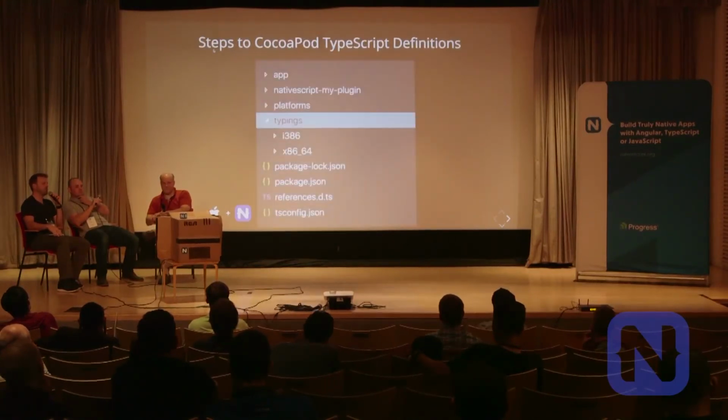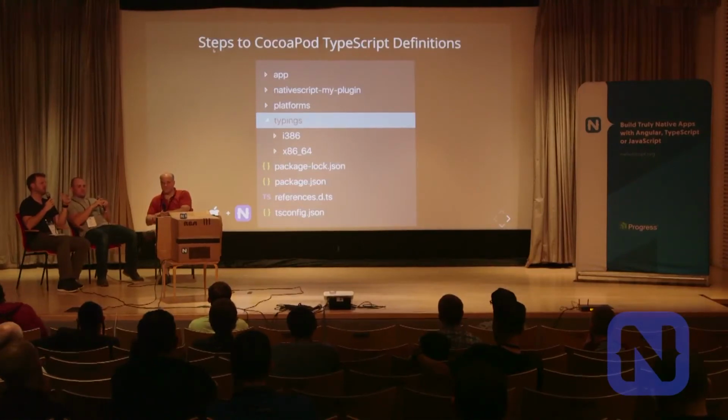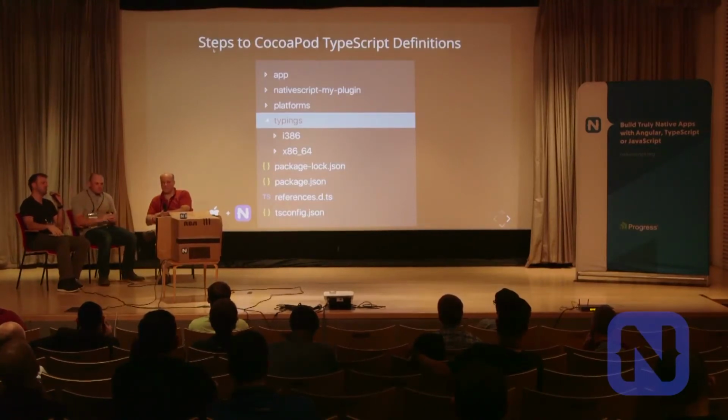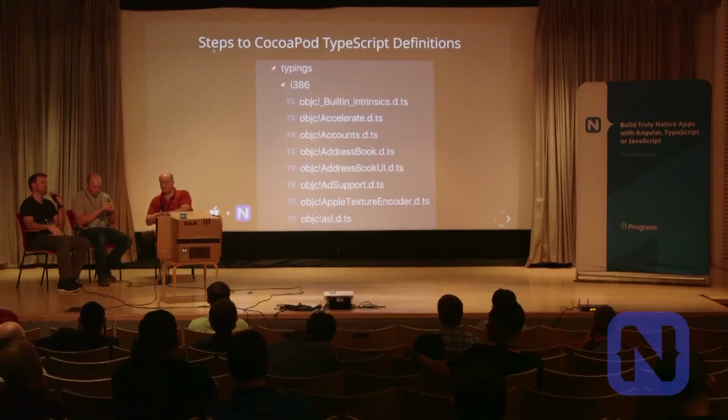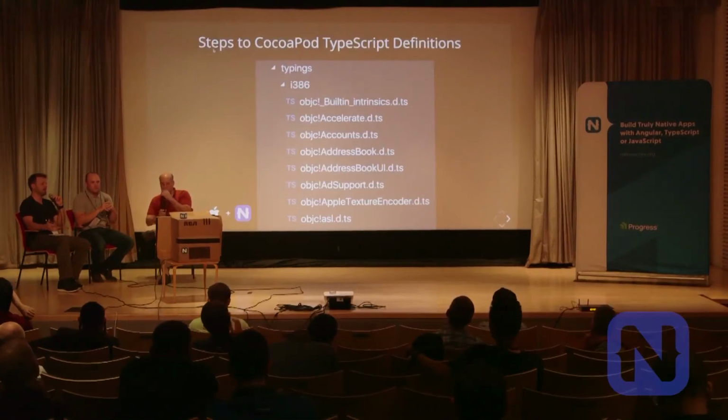So what that's going to do is generate this typings folder. This typings folder is going to have 2 folders in it, one for the simulator, which is i386, and then you've got ARM architecture, that's x86_64. That's generally for a device. The difference between them does not matter. I would pay no attention to it, because generally all you need is everything that's inside of one or the other. We're just going to look inside i386.